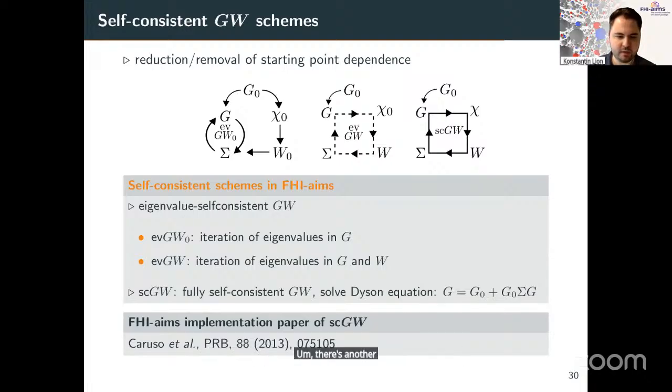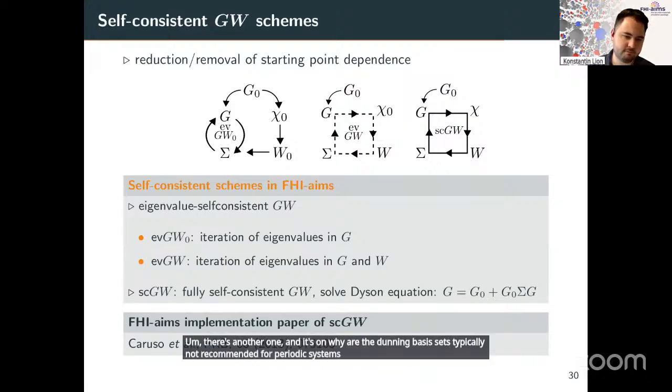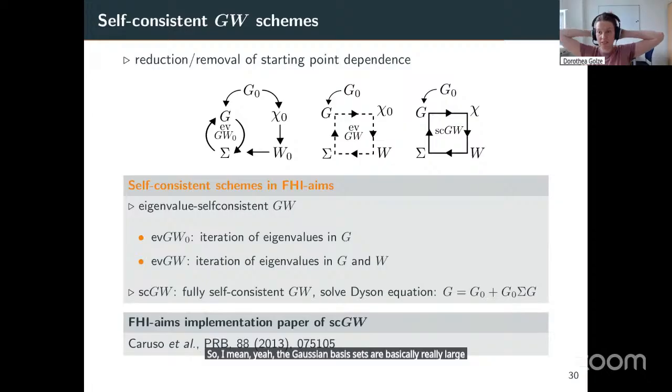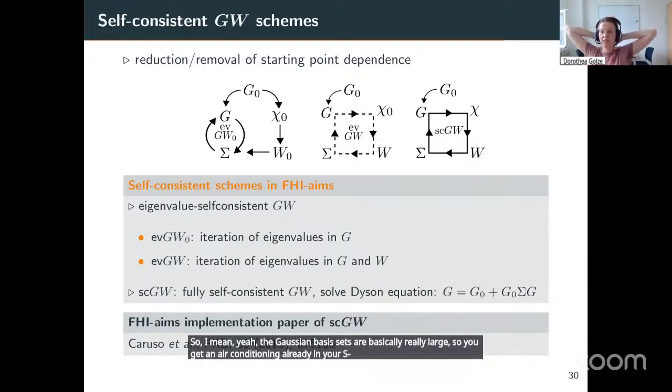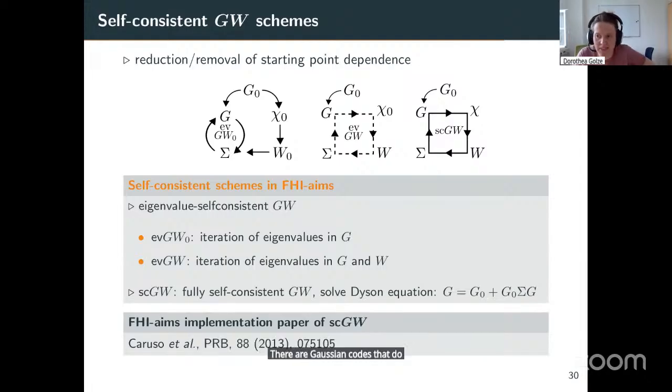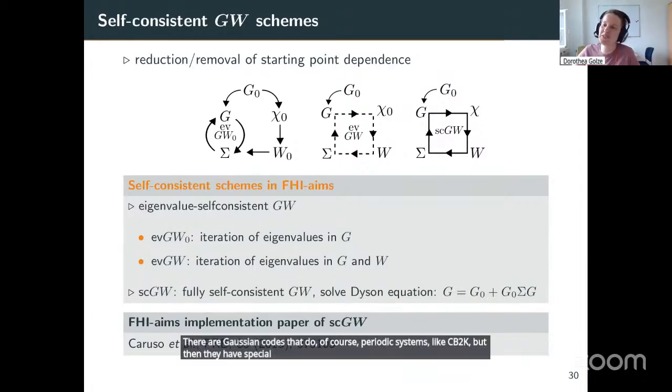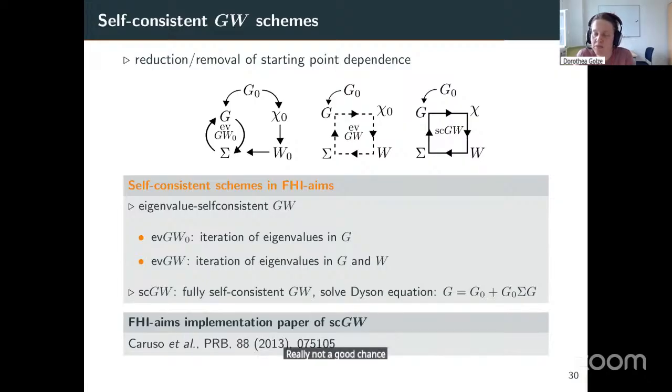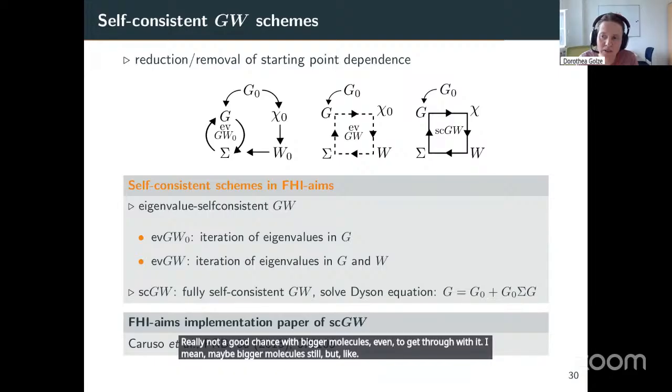There's another one, on why the Dunning basis sets are typically not recommended for periodic systems. The Gaussian basis sets are basically really large, so you get an ill-conditioning already in your S step very quickly. That's an issue, right? There are Gaussian codes that do, of course, periodic systems, like CP2K, but then they have special short-range functions so that you don't get into the ill-conditioning. But these basis sets are for molecules, so you really would not have a good chance with bigger molecules even to get through with it. Maybe bigger molecules still, but solids definitely not, I would say.